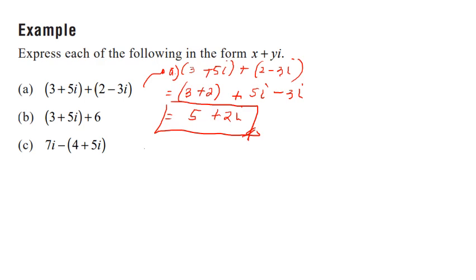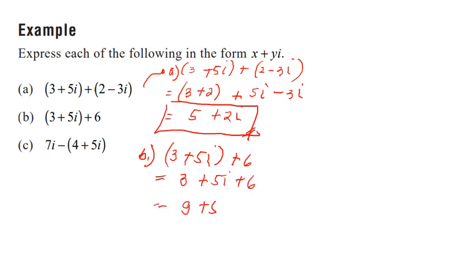Now, let's have the B. B is the quantity 3 plus 5i, plus 6. So we have 3 plus 5i plus 6. It is simply grouped here, but we could still get rid of the parentheses, because nothing changes if you do. So you have 3 plus 5i plus 6, and you will have 9 plus 5i.